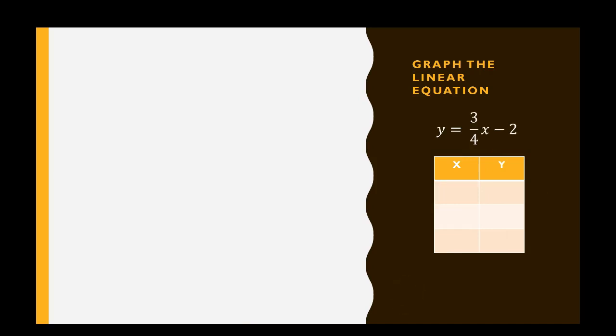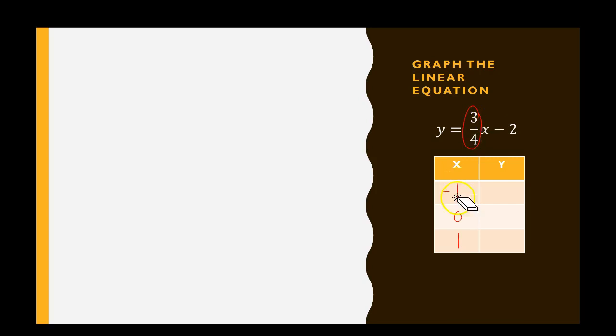All right, let's look at this next one. So I have y equals 3/4 x minus 2. And I'm going to give you a little trick. Like I said, my go-to was -1, 0, and 1. That is true, except when there's a fraction in front of the x.